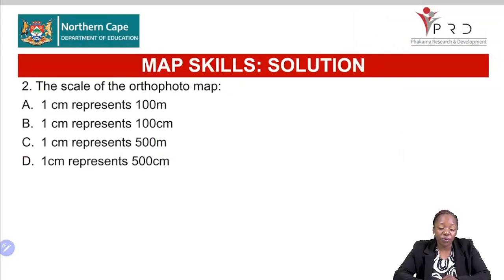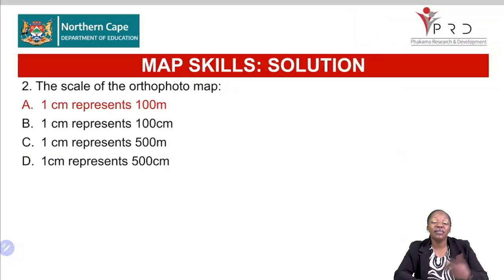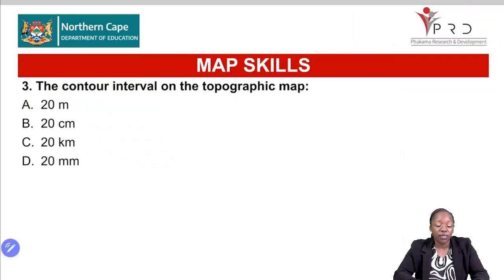I hope we are all done. So looking at the scale of the orthophoto map, when we are interpreting it, it's 1 centimeter on the map, which represents 100 meters on the ground. So in short, 1 centimeter represents 100 meters. Where is it taken from? It is taken from the original scale, which is 1:10,000.